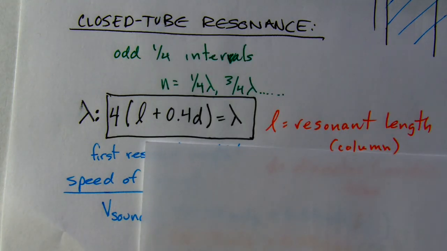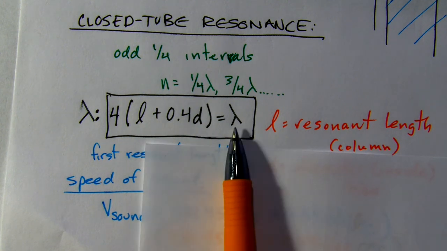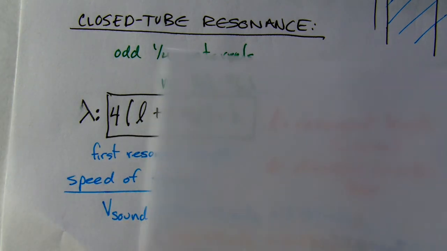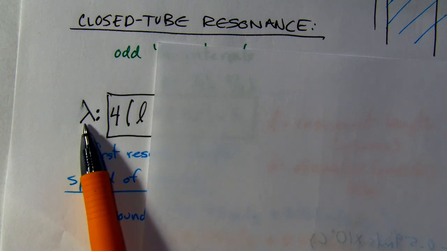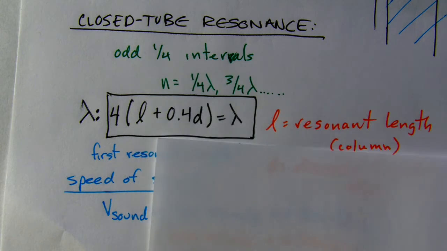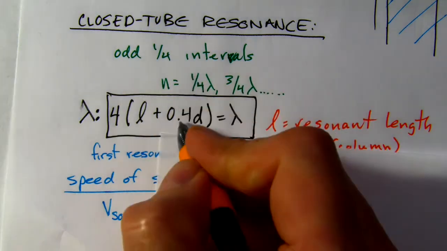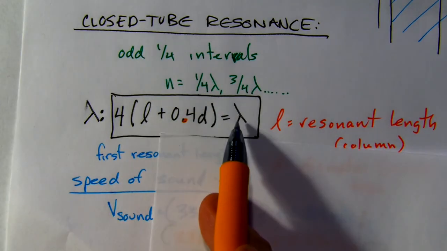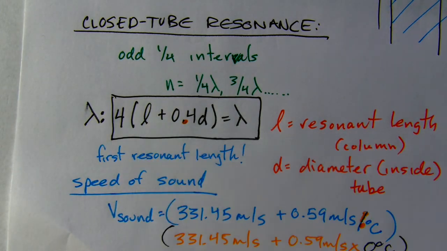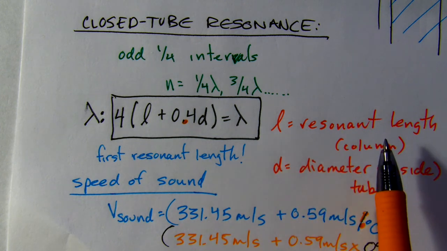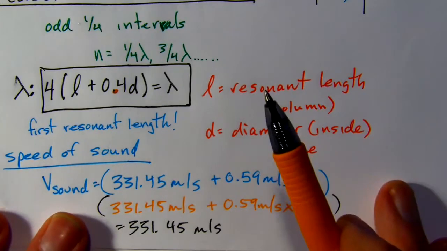It turns out that the diameter of the tube that we use, the bigger it is, the more effect it has on the actual wavelength. So if you just did your lab and multiplied that length by 4, you'd find that your wavelength isn't quite right. What they found was that you have to multiply the inside diameter of that tube by 0.4. If you add that, then multiply by 4, you'll get your correct wavelength. So experimentally, it worked out pretty well. L is the resonant length. D is the inside diameter of the tube, using calipers if you can.